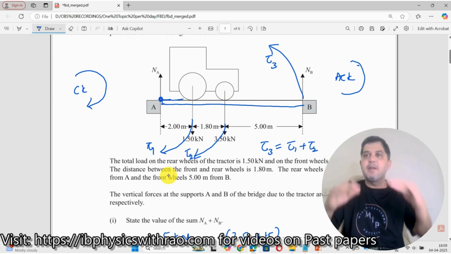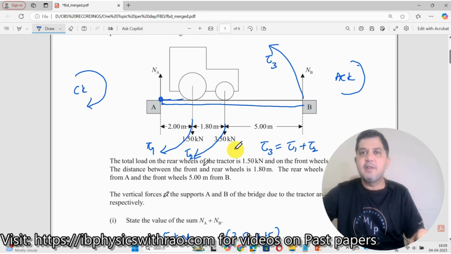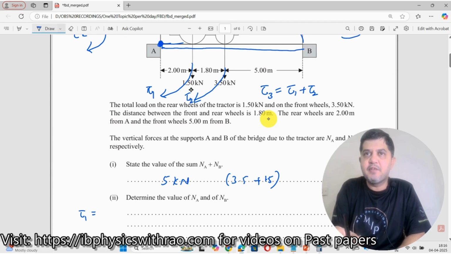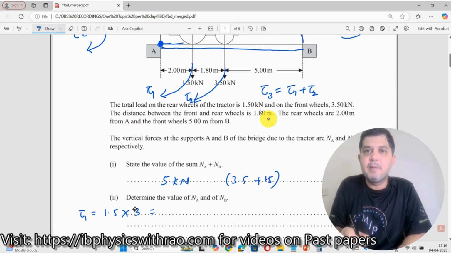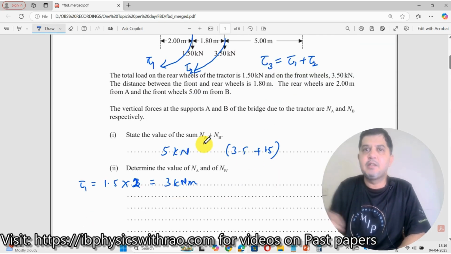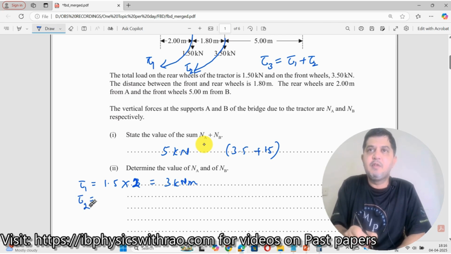This condition is satisfied because the bridge is not moving up and down, right? So therefore, what is tau 1? Tau 1 is equal to, what is the force here? 1.5 kilonewton multiplied by 2. 1.5 multiplied by 2, which is equal to 3 kilonewton meter. Now in a similar way, I will find out tau 2 also. What will be the value of tau 2? Tau 2 will be equal to 3.5 kilonewton multiplied by, what is this total one? 3.8 meters.